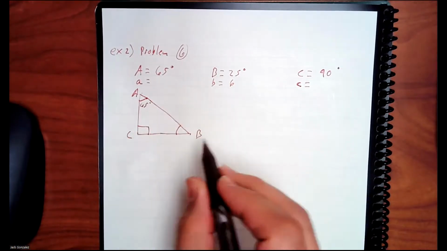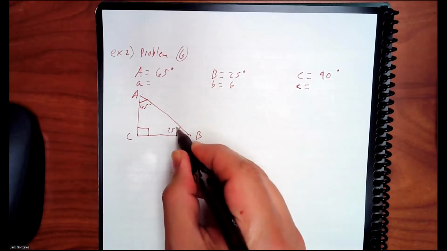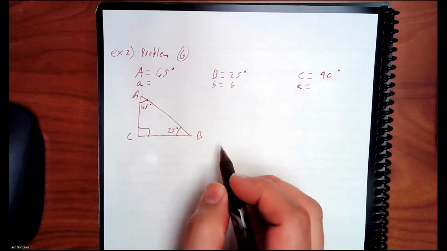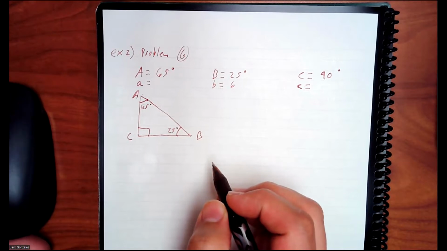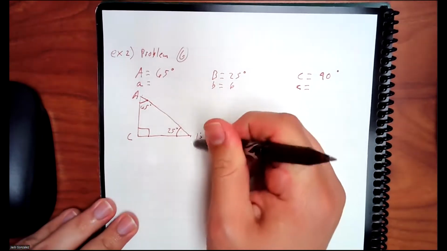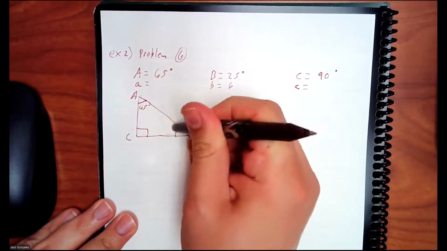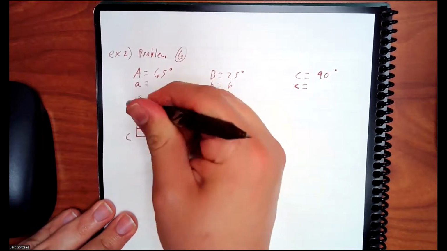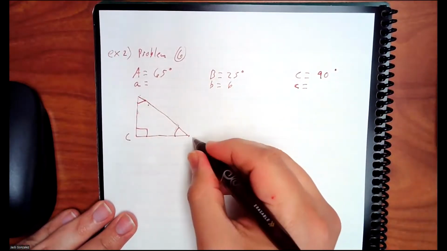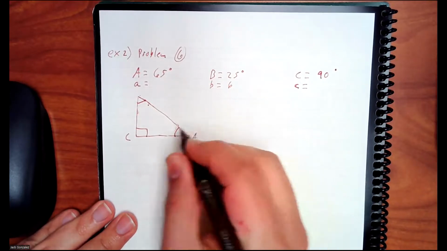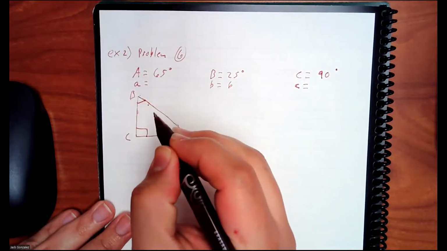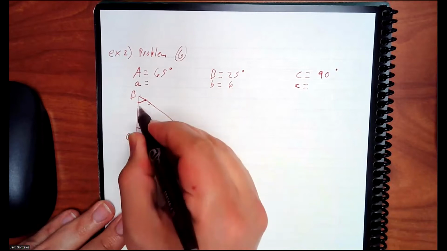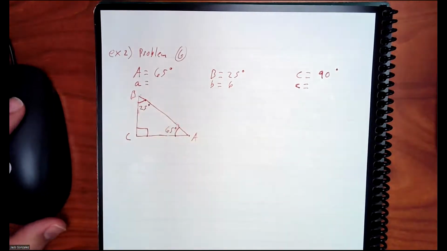65, 25, obviously 90. Is that how they wrote B, or did I get it backwards? No, they put A here. I'm sorry. They try to be consistent with their stuff. It doesn't matter at all, but I want it to be the same. Okay, A was 65. B is 25.